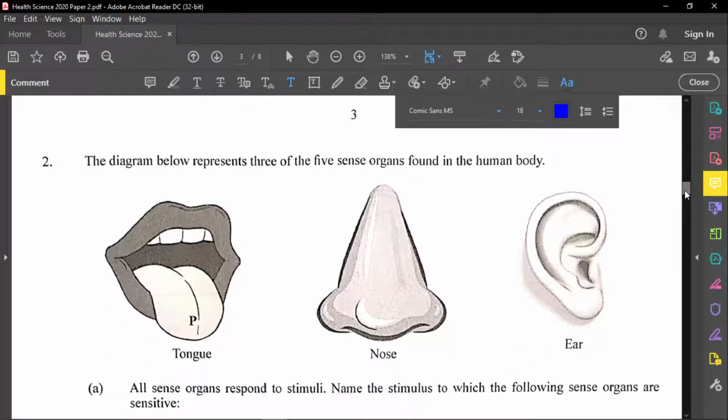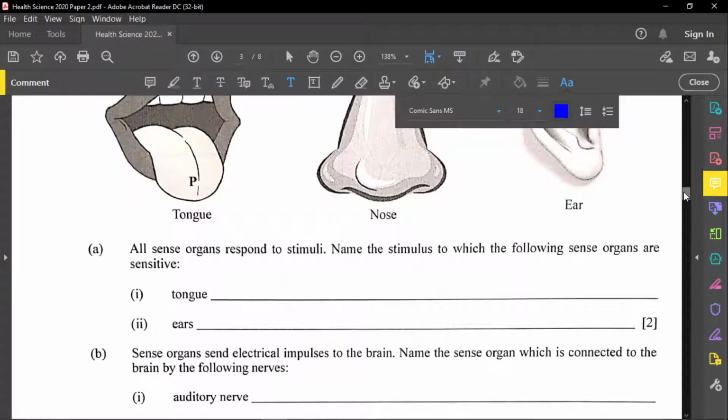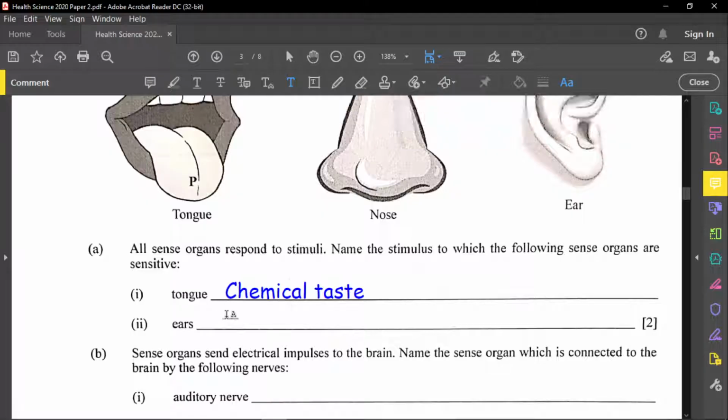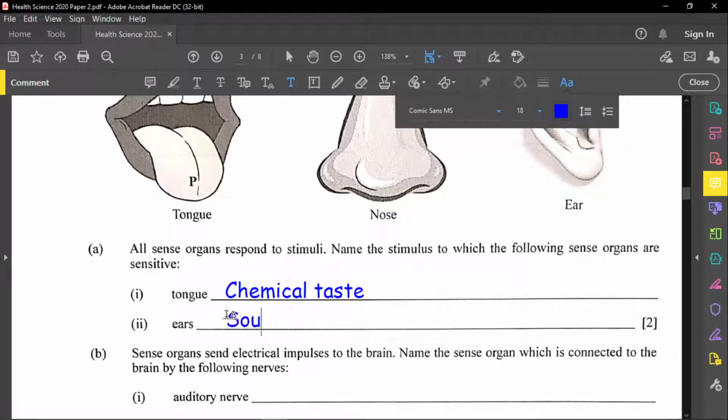For part 2, it says the diagram below represents 3 of the 5 sense organs found in the human body. We have tongue, nose, and ear. It says all sense organs respond to stimuli. Name the stimulus to which the following sense organs are sensitive. The tongue is sensitive to chemical taste. Please remember that it's chemical taste. And the ear is sensitive to sound vibration.